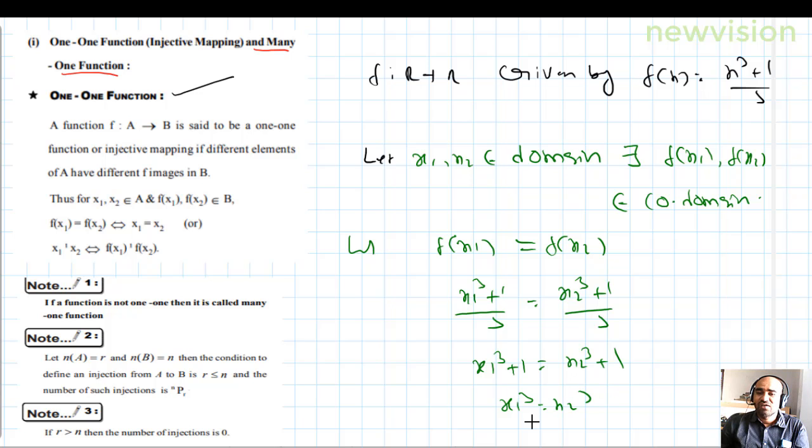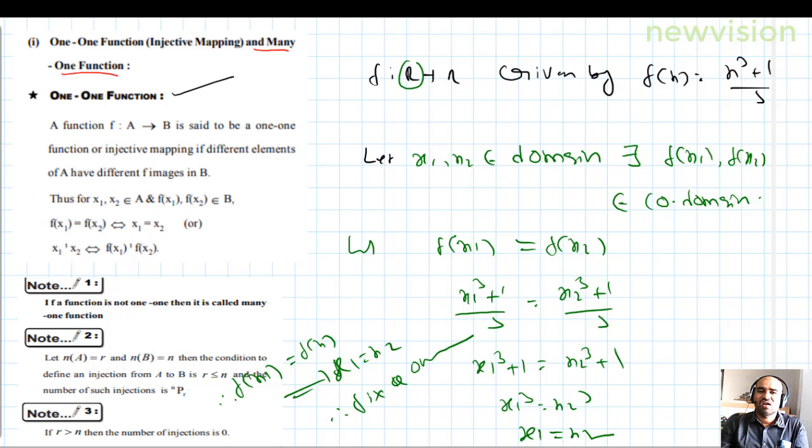This is not square. Directly I can say that x1 equal to x2. Okay, therefore, f of x1 equal to f of x2 implies x1 equal to x2. Therefore, f is a one-one function.